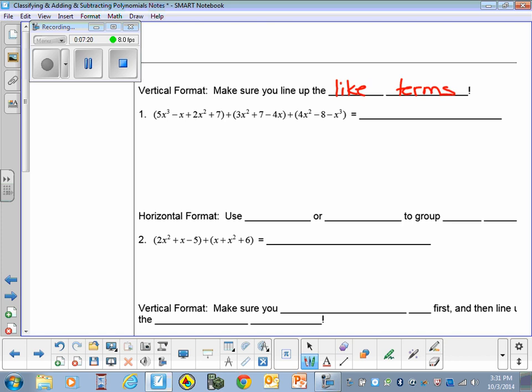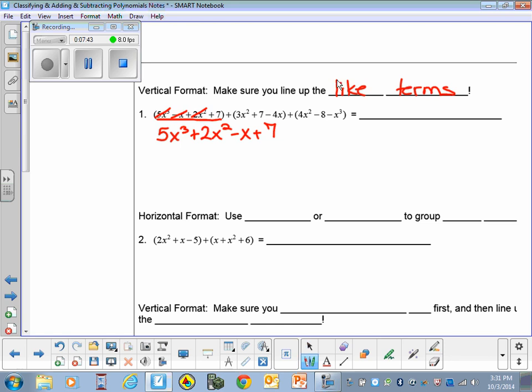Okay, so I take a look at it and I pick the one that has the most terms. 1, 2, 3, 4, 1, 2, 3, 1, 2, 3. I want this one to start with. And I'm going to write it in standard form. So 5x cubed plus 2x squared minus x plus 7.